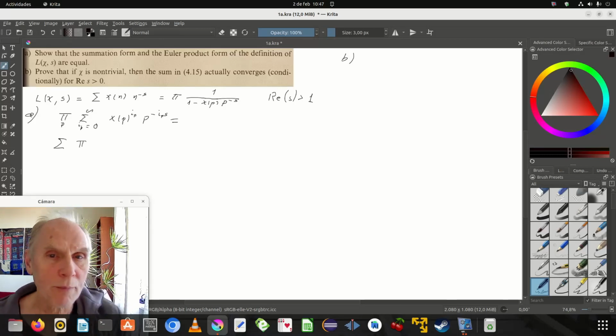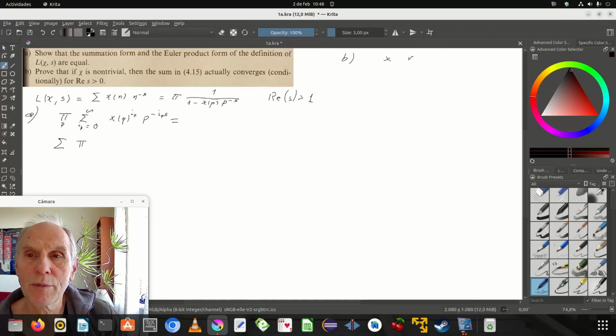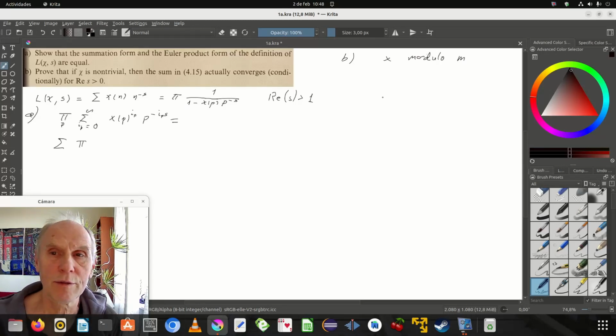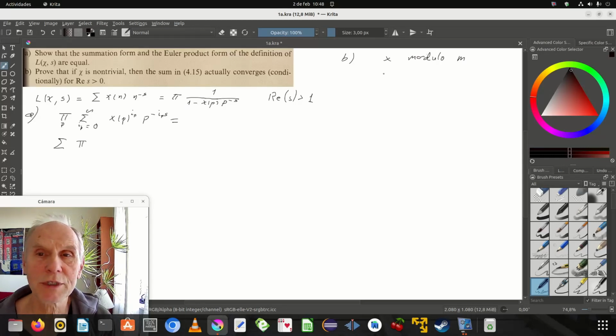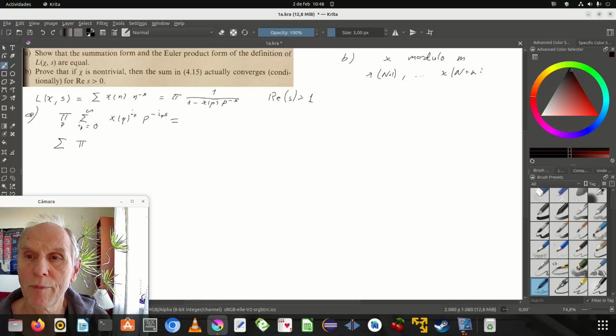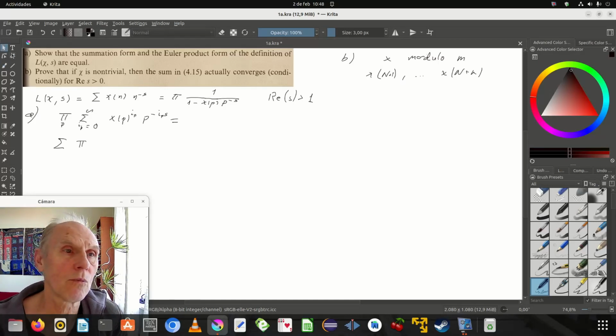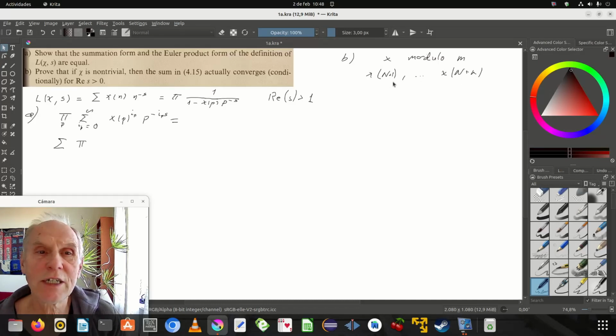For B, I have a program. This is a decreasing sequence. And then when we add, let's say it's a character modulo m, then when we start at some large number, say n, then we take chi of n plus 1 up to chi of n plus m. When the character is non-trivial, the sum of this guy vanishes.